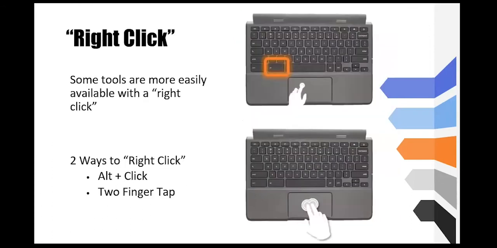Another helpful trick is the right click. A Google Chromebook does not have a traditional left click and right click. So we have a way around it because sometimes there are tools that are just easier to access using right click. So there are two ways to do this. One way is to press the Alt button down and click once on the trackpad. So Alt and click will give you the right click menu. Or a two-finger tap on the trackpad will also give you the right click menu. This is how you use a right click on a Chromebook.